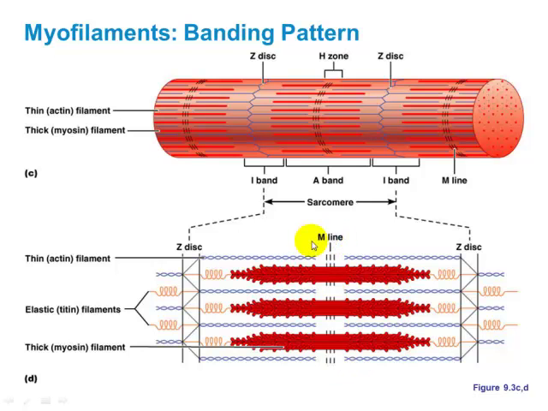And when you have this tiny little contraction occurring in a sarcomere, but then that sarcomere is repeated over and over and over again, you get a huge summation, and that's what actually gives you this gross muscle contraction.